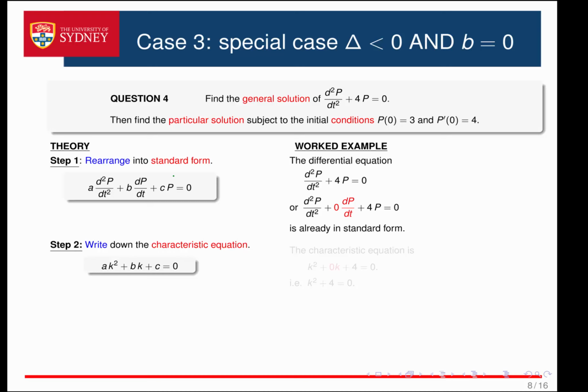Step 2. Write down the characteristic equation. To produce the characteristic equation, we replace d2p dt squared with k squared, dp dt, which will be missing, with k, and p with 1. This gives us a quadratic equation in the variable k. So replacing d2p dt squared with k squared, we get k squared. Replacing dp dt with k, we get 0 times k. And replacing p with 1, we get 4.